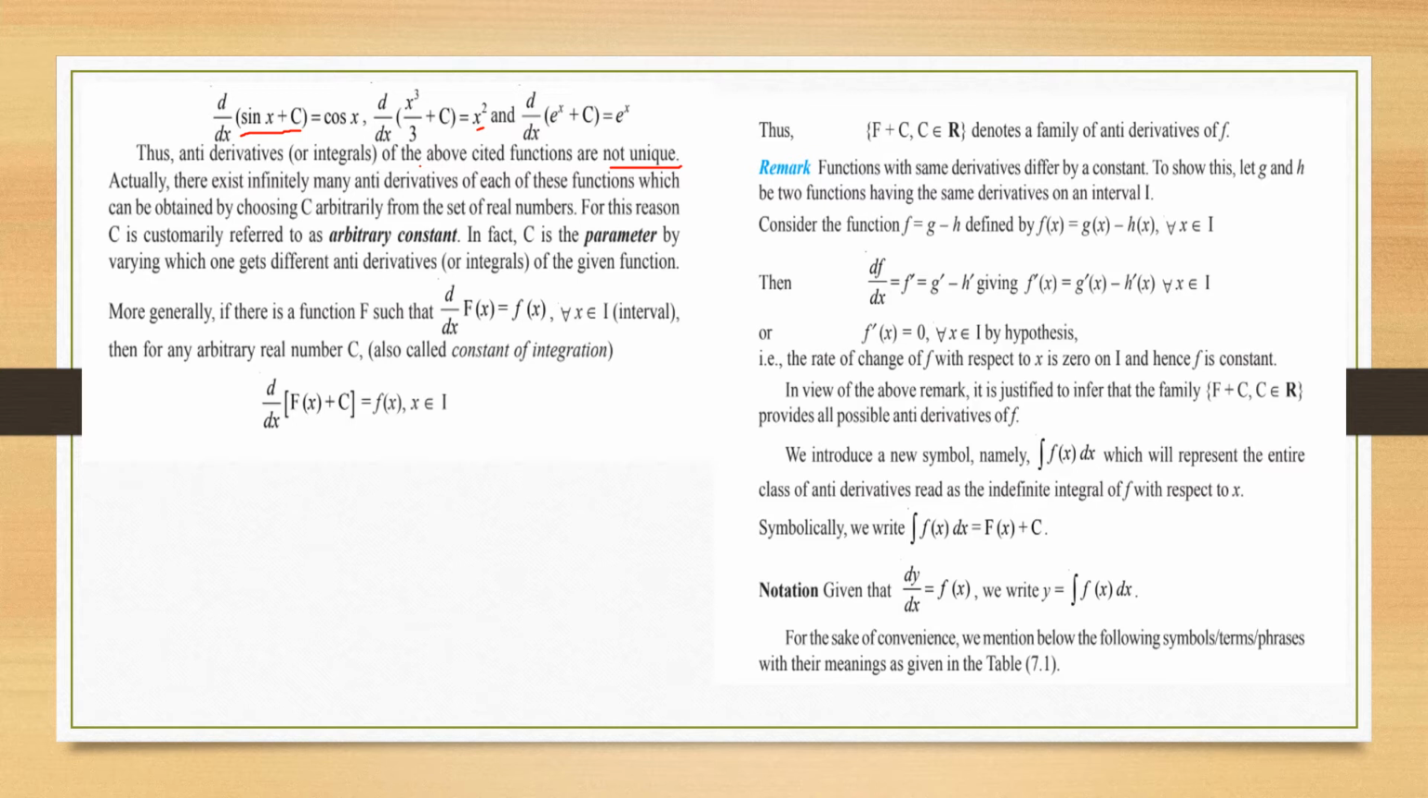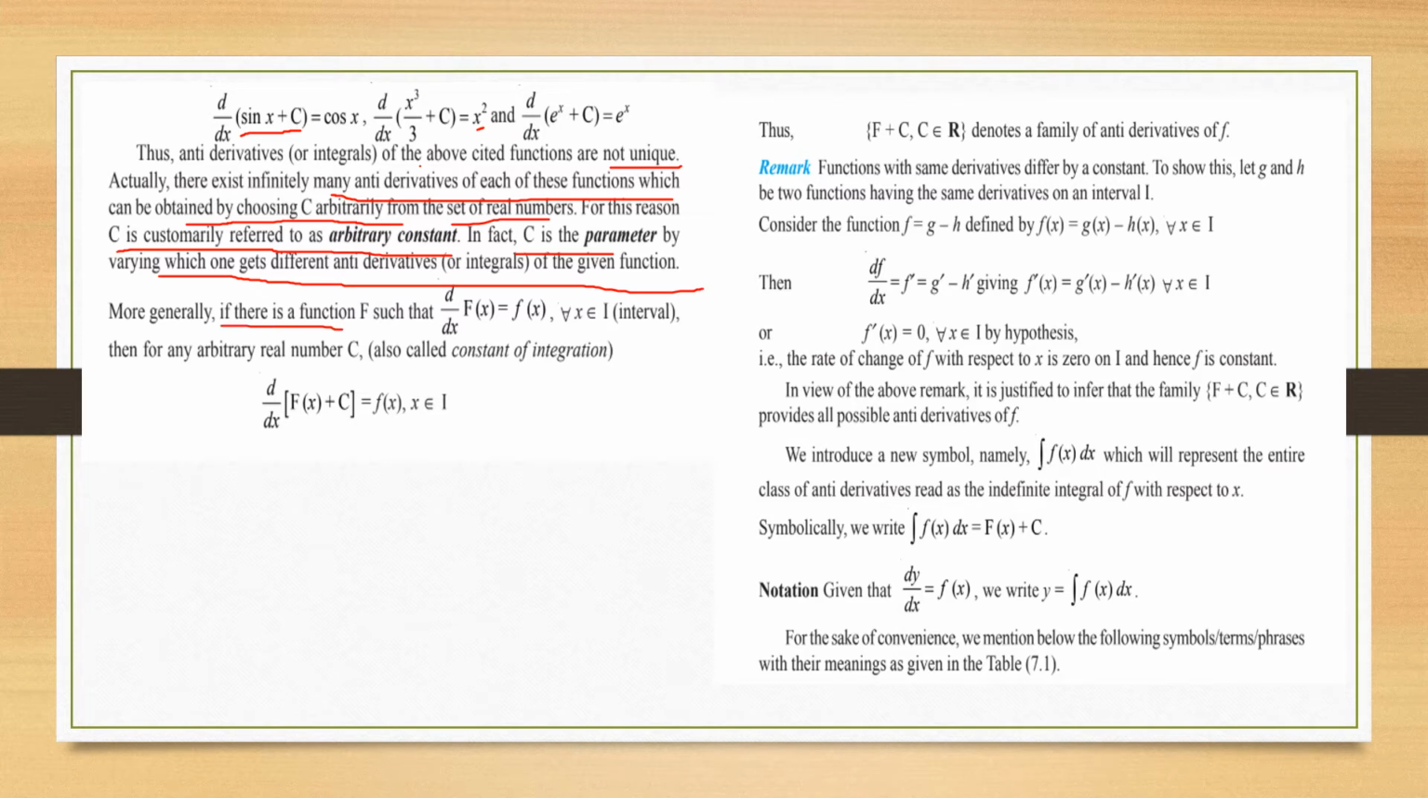Actually there exist infinitely many antiderivatives of each of these functions, which can be obtained by choosing the arbitrary c from the set of real numbers. That's why c is customarily referred to as an arbitrary constant, and it is the parameter by varying which one gets different antiderivatives or integrals of the given function.